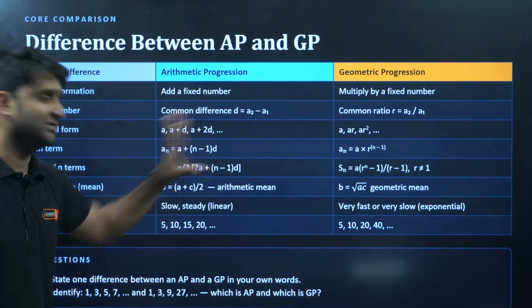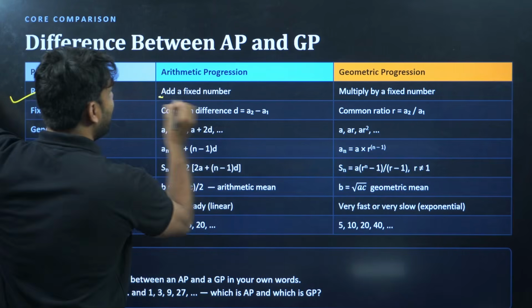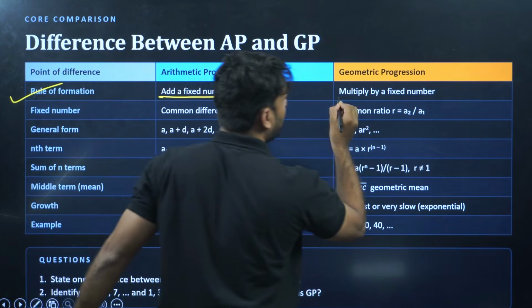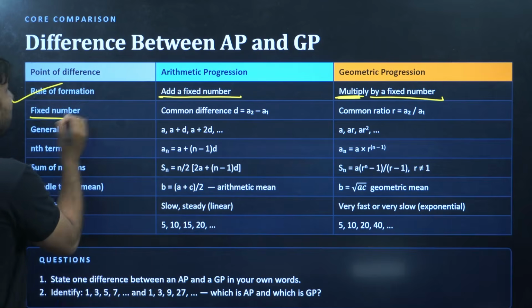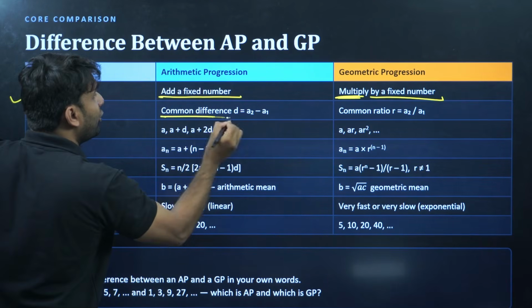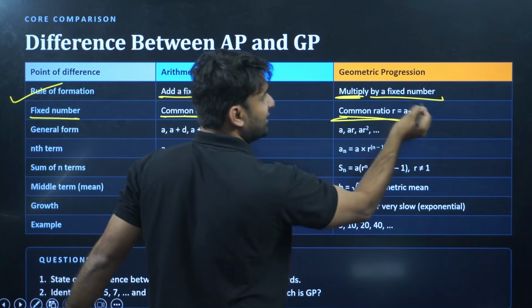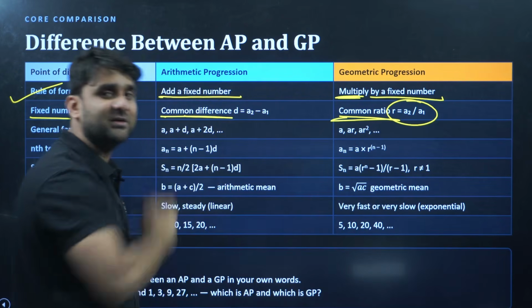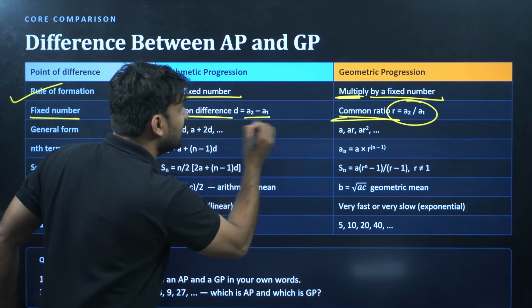Now look at the differences between AP and GP. This chart is really very important. The rule for formation: in arithmetic progression we add a fixed number, and in geometric progression we multiply by a fixed number. Clear, everyone? Now what is the fixed number? The fixed number is called the common difference in AP, and here the fixed number is called the common ratio, and ratio means what?